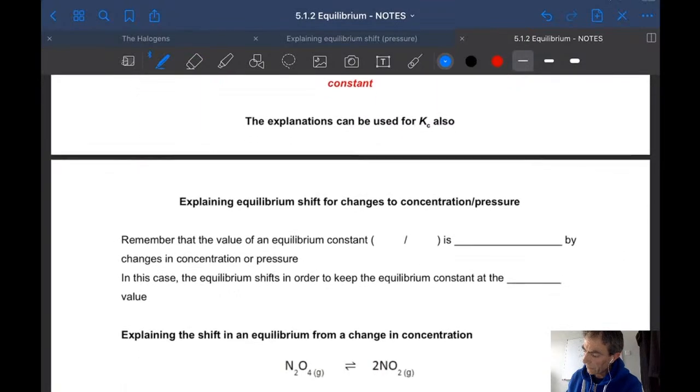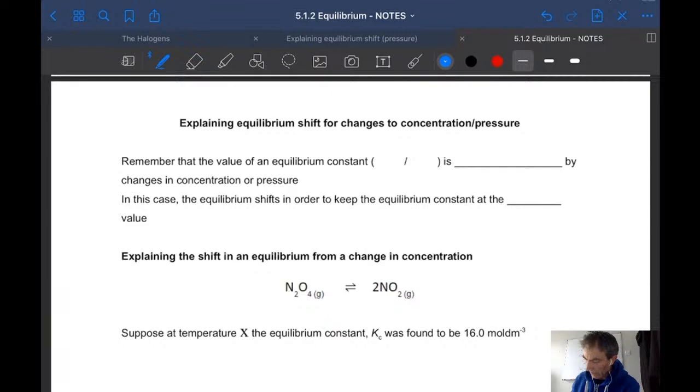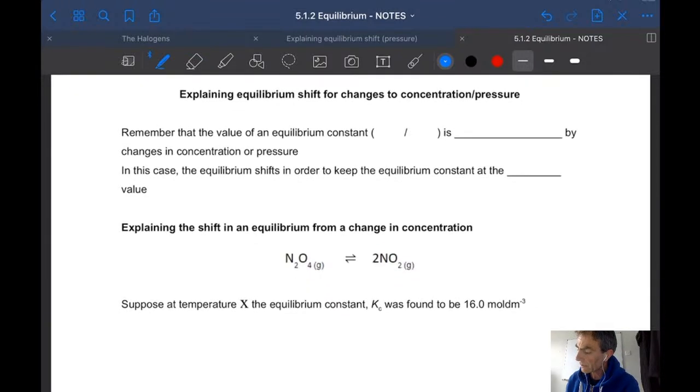Okay, so we're moving on to explaining equilibrium shift for changes in concentration or pressure. So I'll just turn my notes over. So what have we got here?